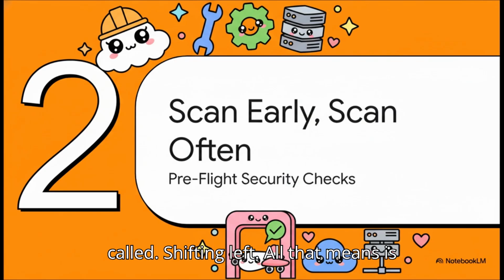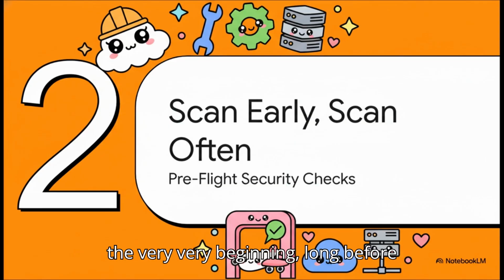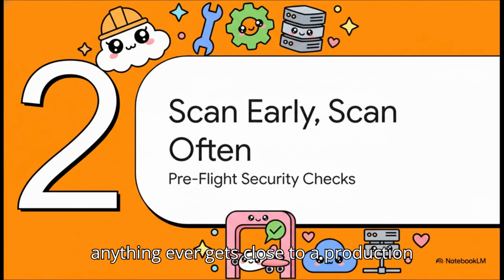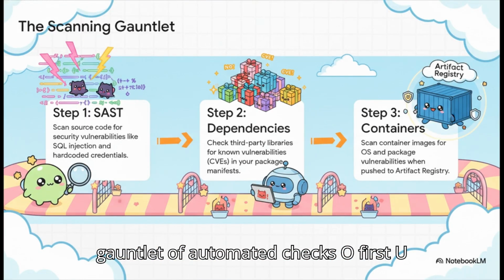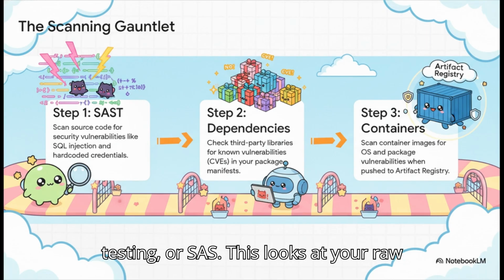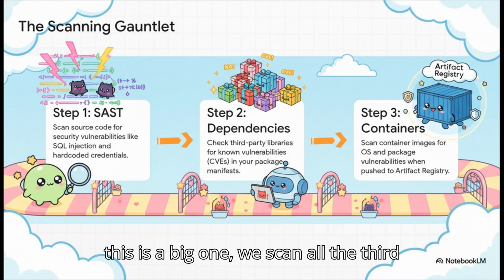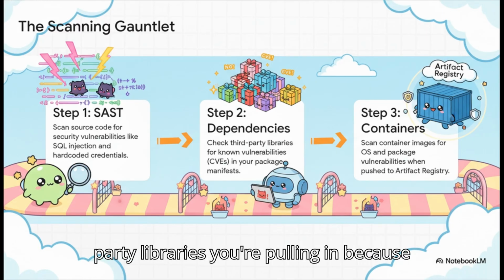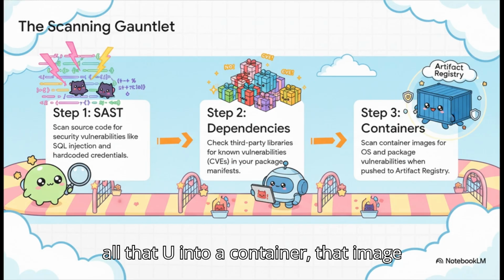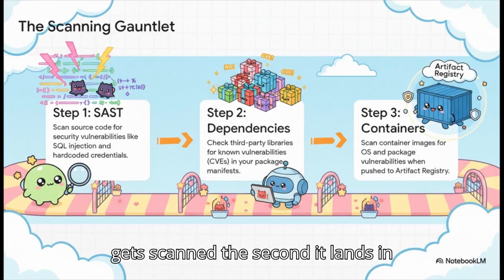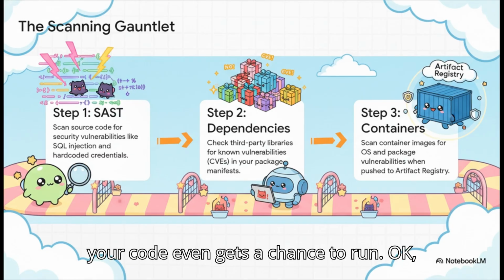Well, we have to do what's called shifting left. All that means is we build security into the process from the very, very beginning, long before anything ever gets close to a production server. What we need to do is create this gauntlet of automated checks. So first up, you've got Static Application Security Testing, or SAST. This looks at your raw source code for common bugs. Then, and this is a big one, we scan all the third-party libraries you're pulling in, because that's where a ton of vulnerabilities hide. And finally, after you've packaged all that up into a container, that image gets scanned the second it lands in Google's Artifact Registry. It's like a 3-stage security checkpoint before your code even gets a chance to run.